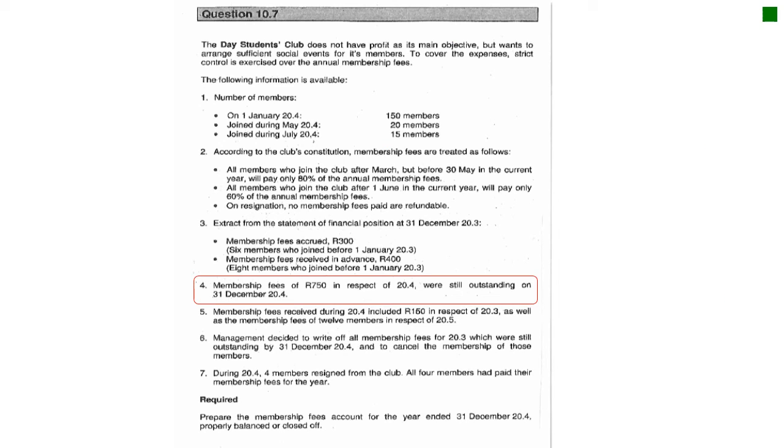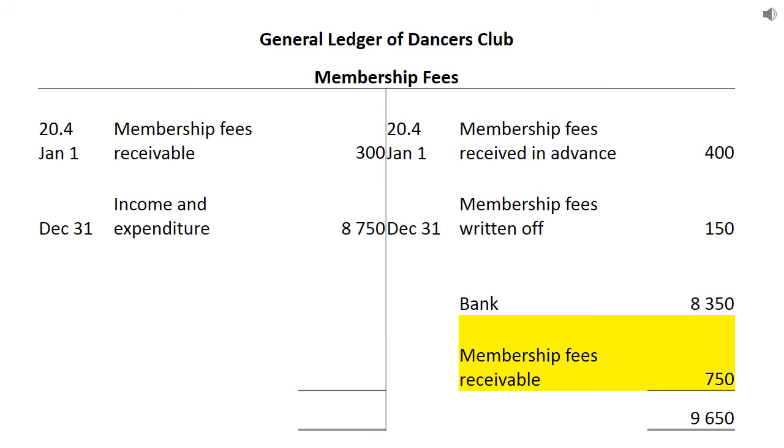Then the next bit of information we can do is now to raise the accruals at the end of this year. They tell us there was 750 Rand in respect of membership fees that hadn't been paid. So these are membership fees receivable at the end of 2004. In our membership fees account, we will credit membership fees because these amounts are membership fee income for this year, and we'll debit membership fees receivable, which is an asset, the amount of membership fees owing at the end of the year.